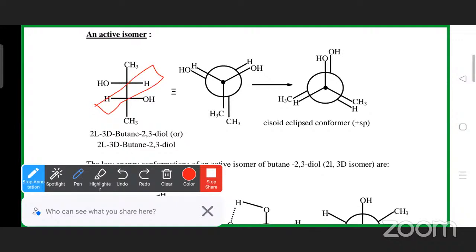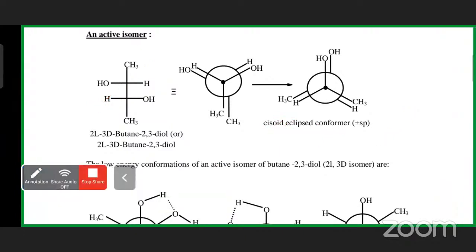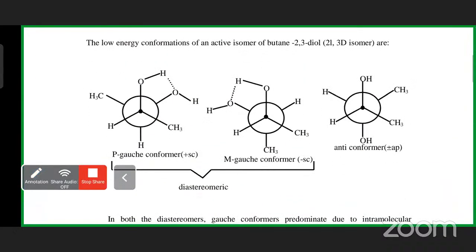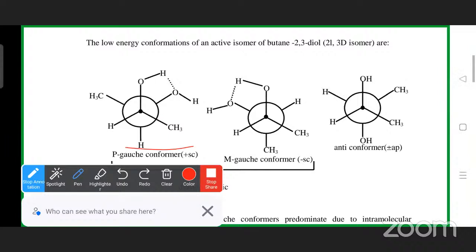In this active conformer, again you will get a cis conformer, or you can say it is the eclipsed, the cisoid or eclipsed conformer. Another type of conformers possible are the P gauche conformer and M gauche conformer. P means plus, M means minus here. And here is the anti-conformer.